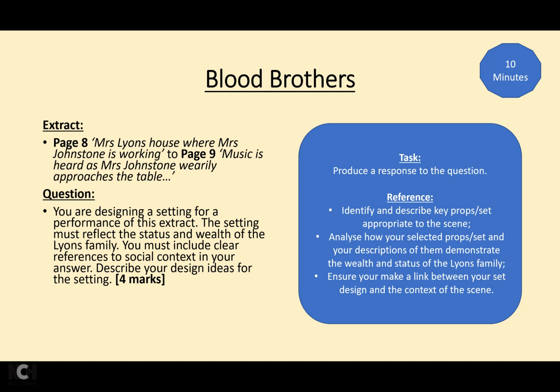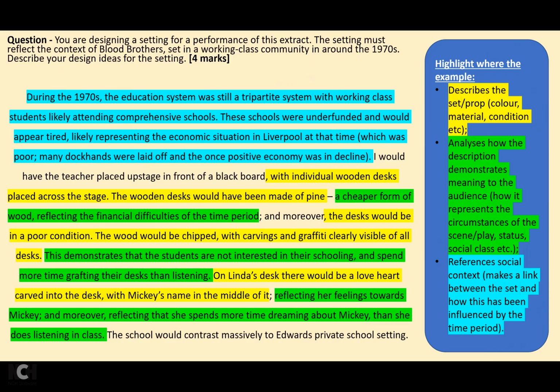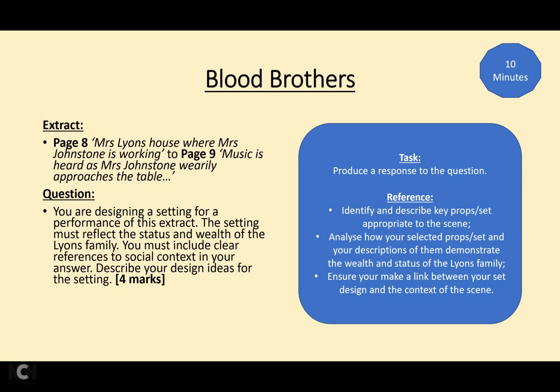All I'm asking you to do is produce a response that is very similar to the response that you can see here. So it should be around the same length and around the same sort of detail. I want you to make sure that you are referencing appropriate props and set, so specific props and set. So remember what we said about that upside down triangle.